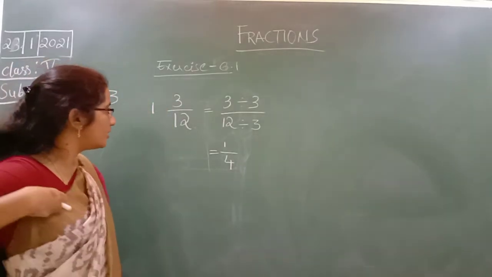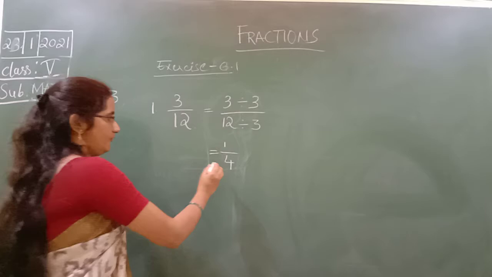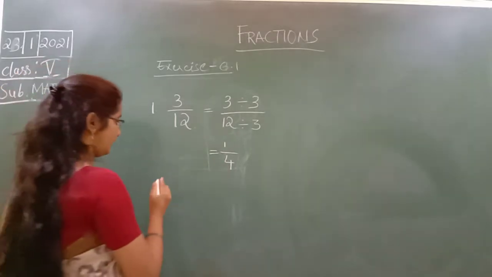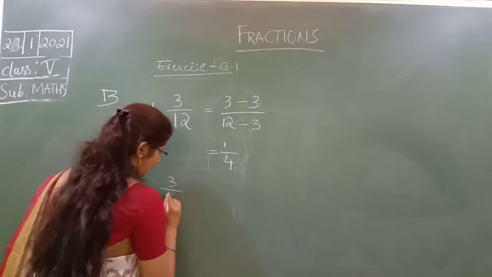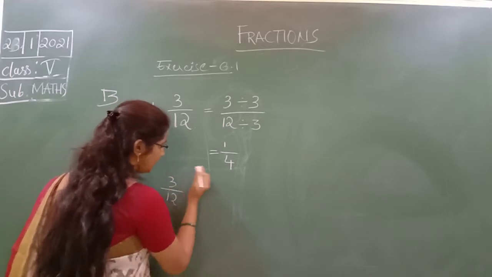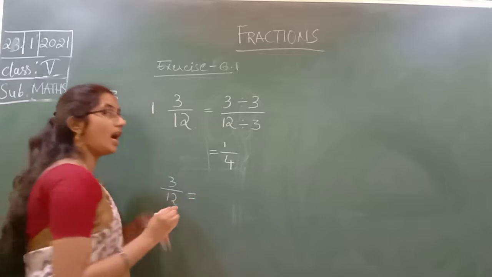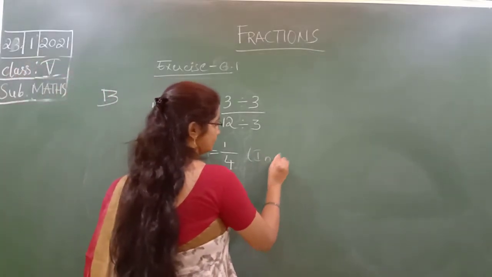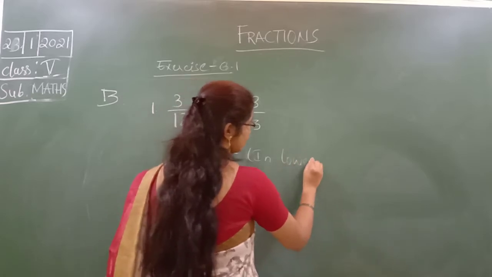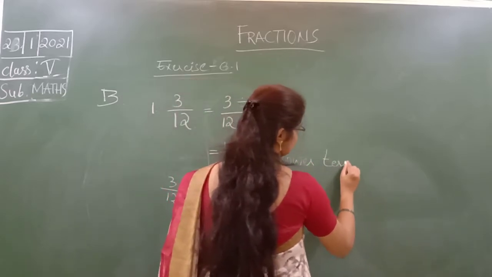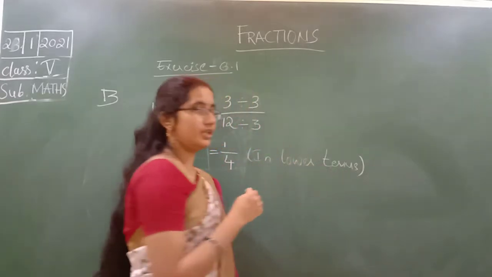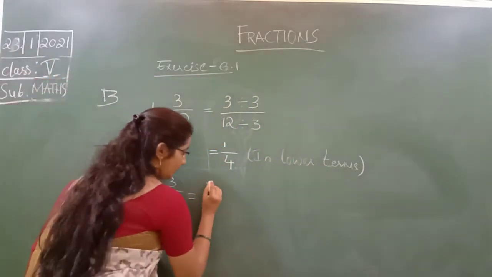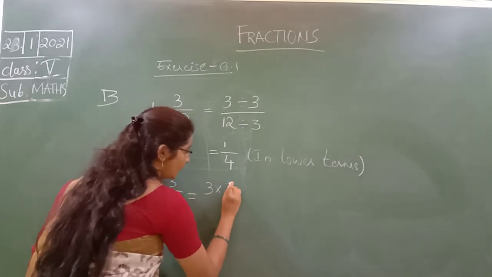So we got it. Now it is one equivalent fraction. We have to get two equivalent fractions. Another one we will do. Now we will multiply to get the higher terms. This is the lower term. Next we will try for the higher terms. So we will multiply both with 12.